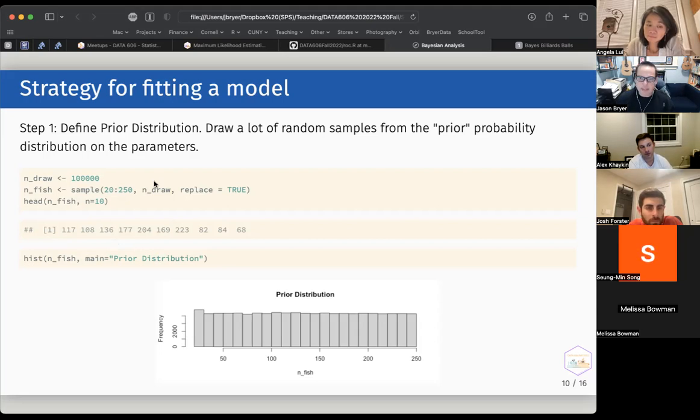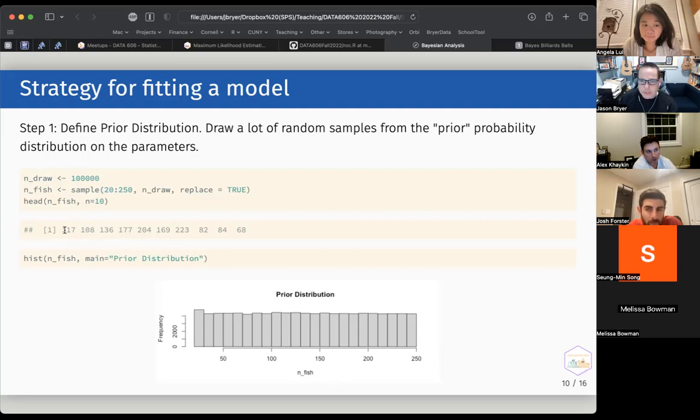So what am I going to do? I'm going to do some data simulation. I'm going to do a simulation 100,000 times. And now I'm going to sample from 20 to 250, right? And you can see here's the head. I have this vector n fish that's equal to 100,000. We can see it's uniform.